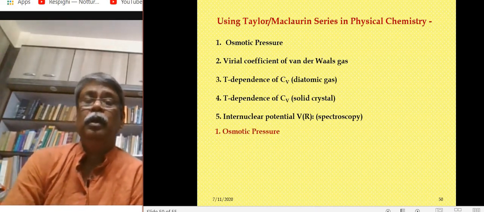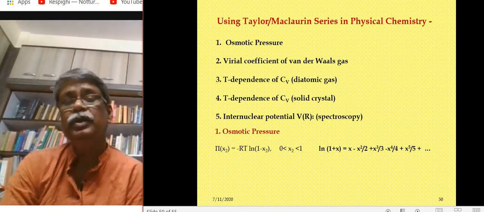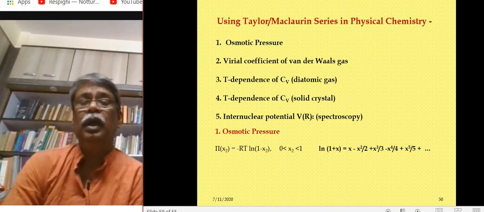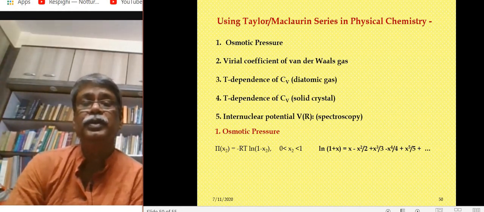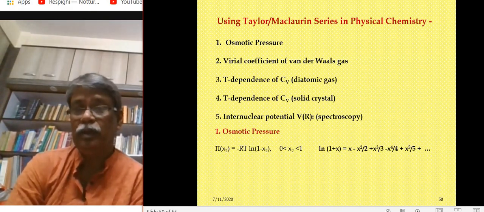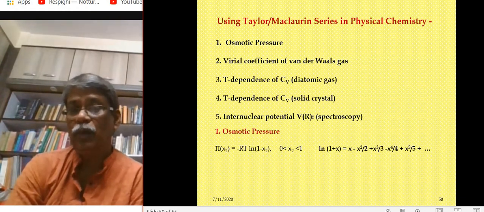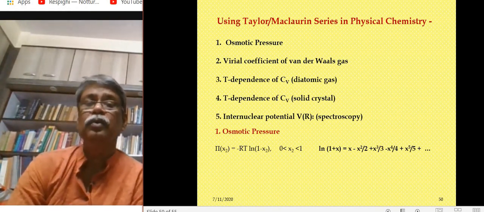For example, osmotic pressure. At one point of your calculation, you get an equation like this, and now ln(1 - x2). So here we will be using that expansion that we have taken as an example, in fact the puzzle I have started with. So I think you can understand why I have started with a puzzle, and particularly this kind of puzzle, right? So ln(1 + x) is this expansion. For ln(1 - x2), x is minus x.